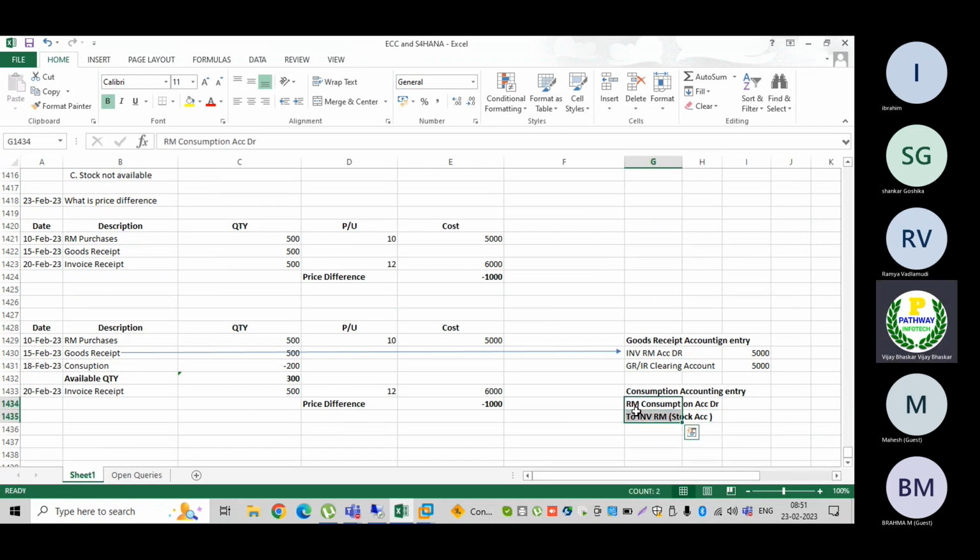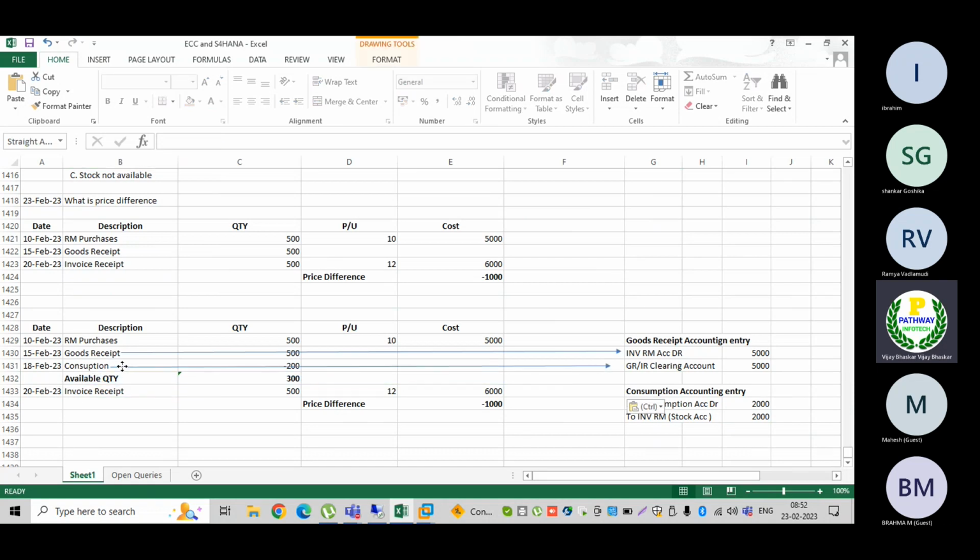So how much inventory have you consumed here? We have consumed 200 quantity, 200 quantity into 10 rupees. So the raw material consumption is 2000 rupees. Then the consumption account is 2000 and the inventory account is 2000. This is the accounting entry for the consumption you have done.